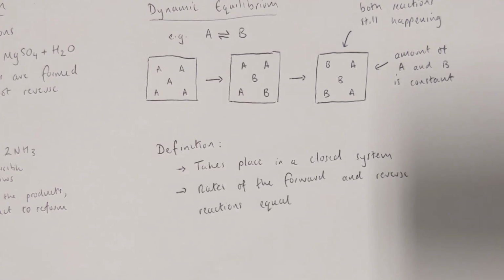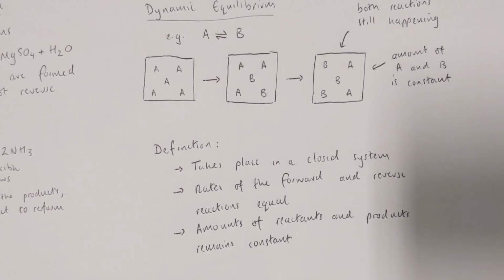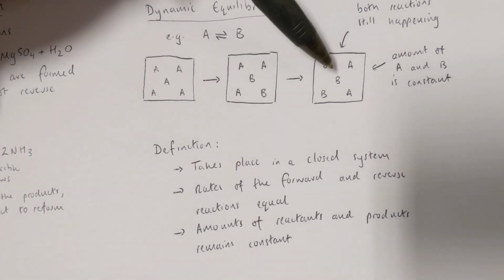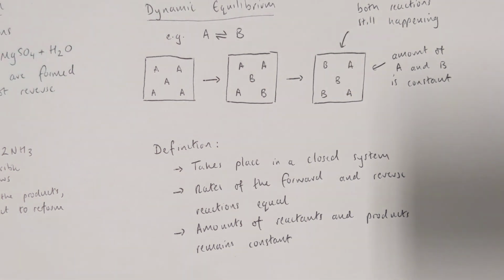The second part is that the rates of the forward and the reverse reactions are equal. So in our little example, that just meant the speed at which A was turning into B was exactly matched by the speed at which B was turning back into A. And the final part is, this means that the amounts of the reactants and the products remain constant. So back to our example, that meant at the very end that the amount of B and A in this box, even though the molecules are still changing, isn't actually changing overall in terms of the amount of A and the amount of B. So if you're ever asked to define a dynamic equilibrium, you just need to make sure you write down the following 3 points.